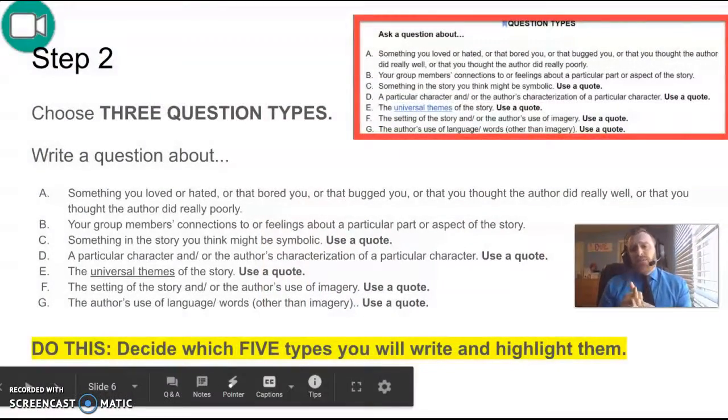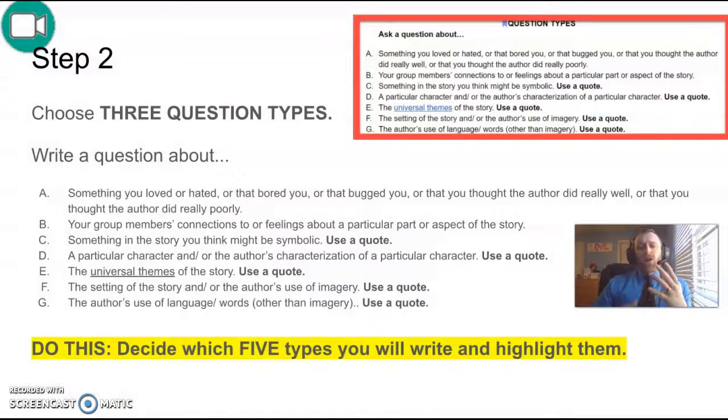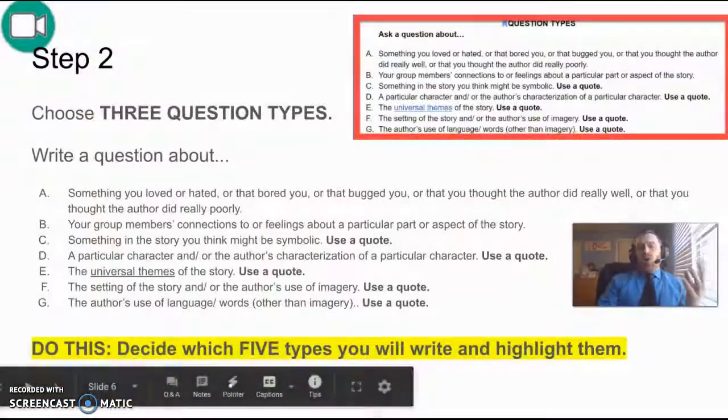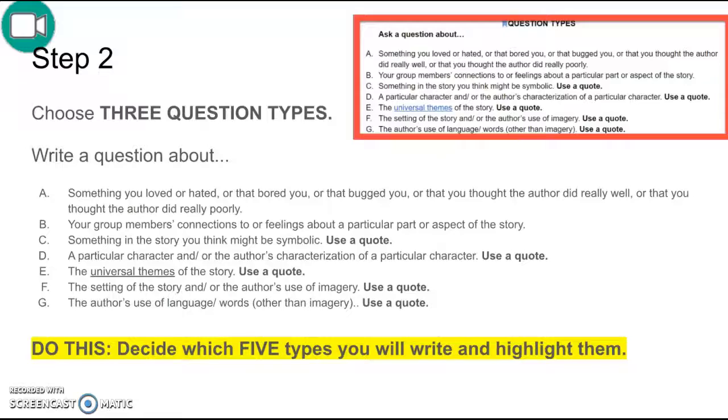Question type G, the last one, is where you ask a question about the author's use of language, other than imagery. So that may be where you find a quote that you really like and ask a question like, what do you think the author's goal was in using language like this? What were they trying to accomplish? And so those are the 7 different types of questions you want to ask. So right now, go ahead and pick the type of question, A, B, C, D, E, F, or G, that you think best fits this moment. I'll pause.